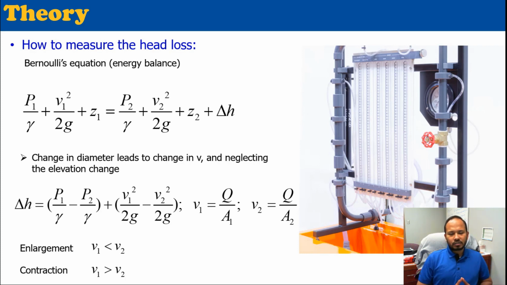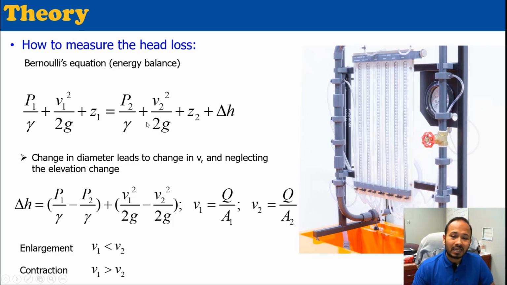So again, just a quick recap of how we measure the head loss ΔH in our system. If you remember, in our Lab 8A, our pipe was smooth and the diameter was fixed. Now in this case, in the pipe fittings, there will be contraction and enlargement. So there is a change in diameter. That means there will be a change in velocity, and that's why the equation will be a little different from section to section.